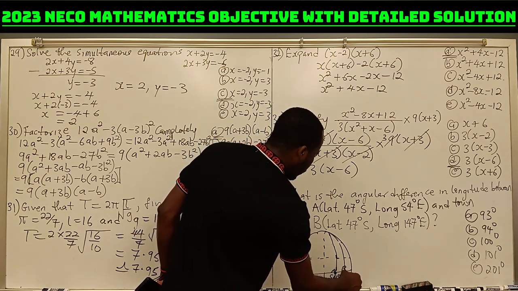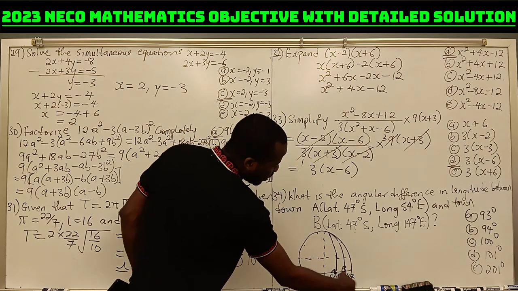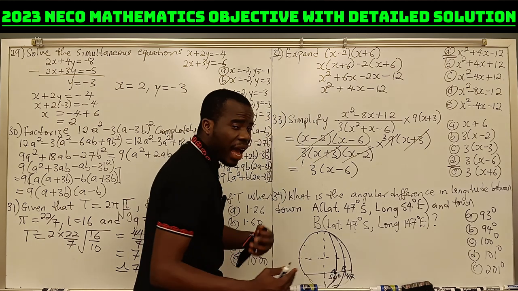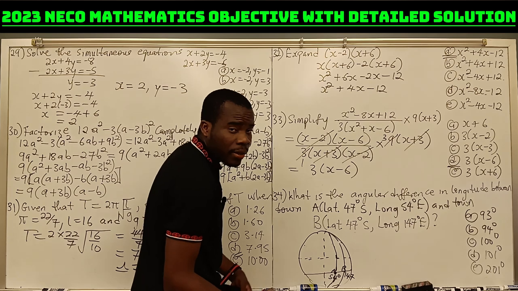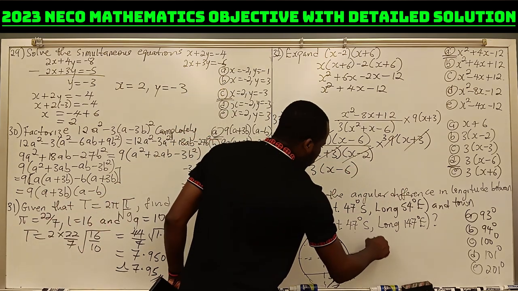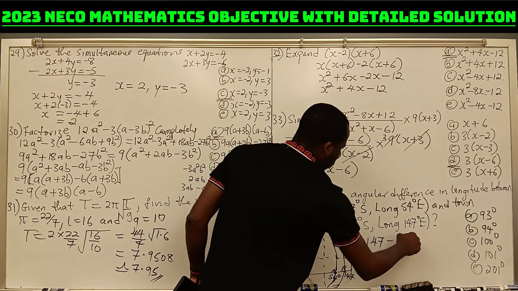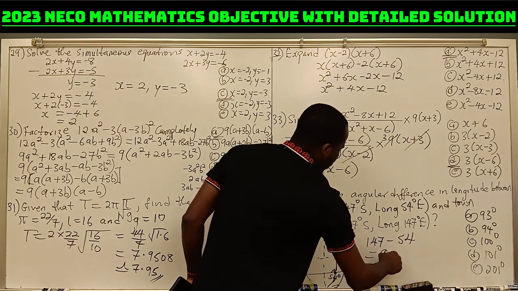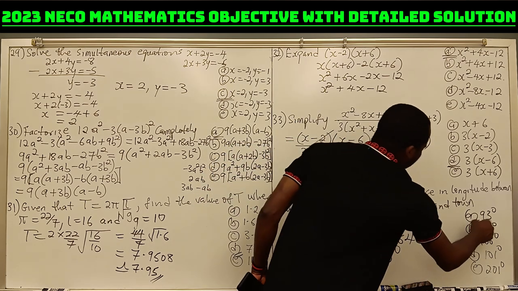Because they are on the same side, for us to find their angular difference, we subtract. If they are on different sides, we add. So this will be 147 minus 54, which should give us 93 degrees, which is A.